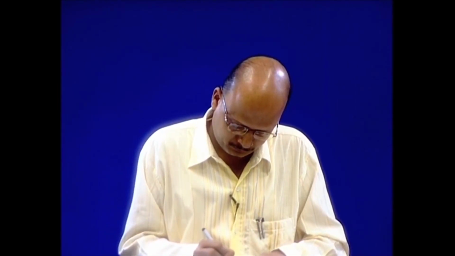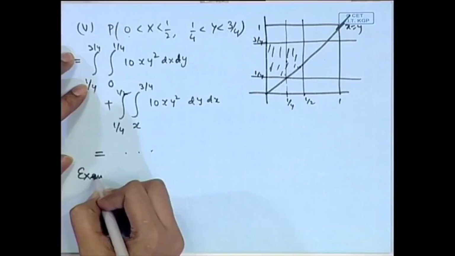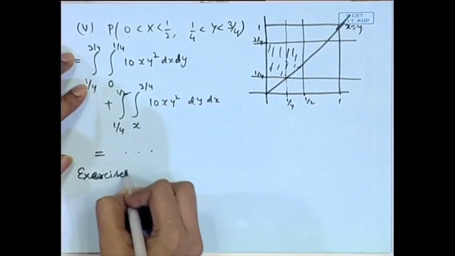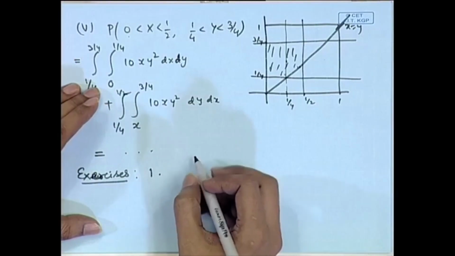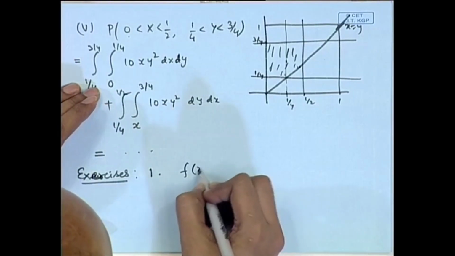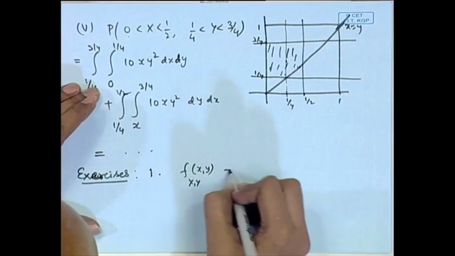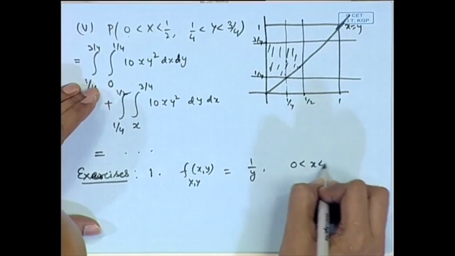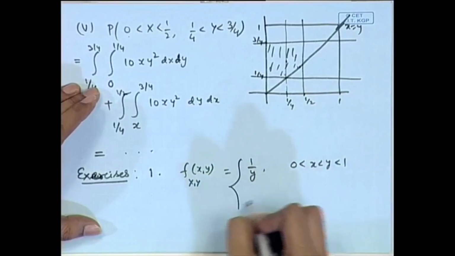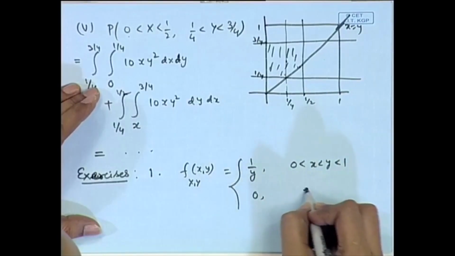So, I give certain exercises here. Consider, say, the joint density equal to 1/y, 0 < x < y < 1, and equal to 0 elsewhere.